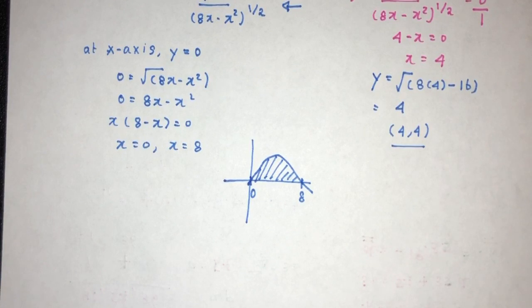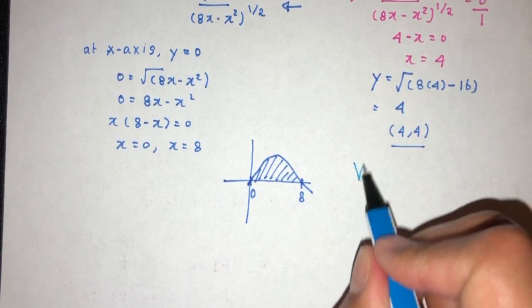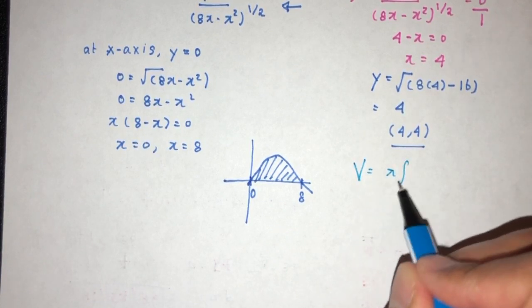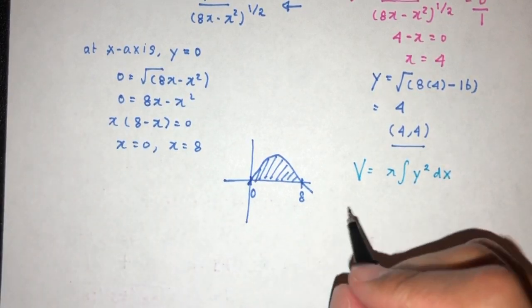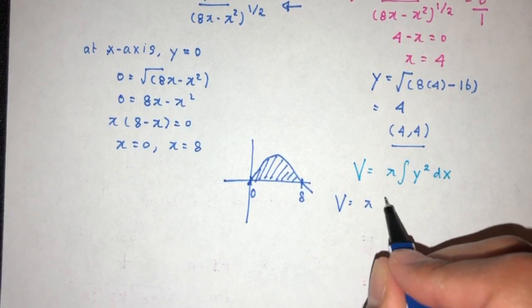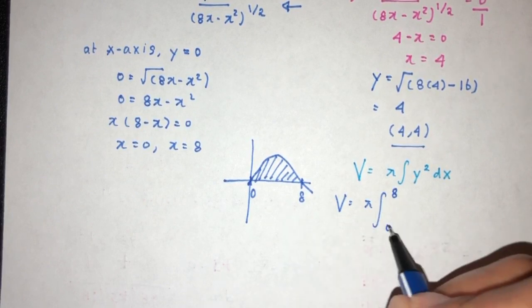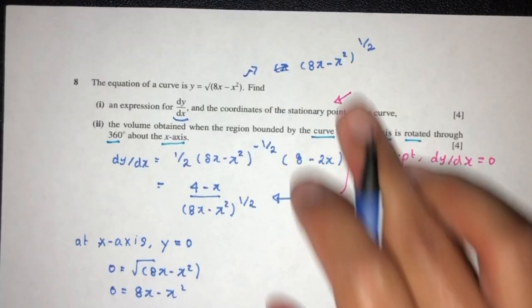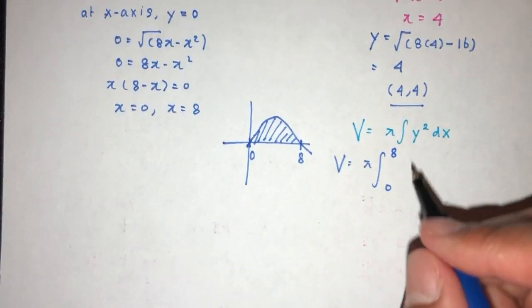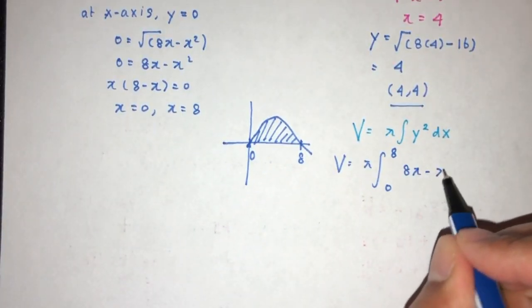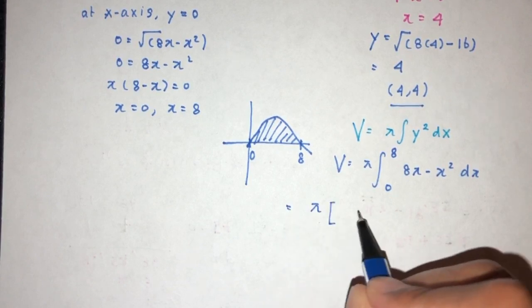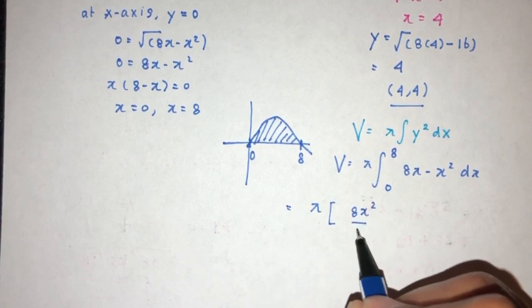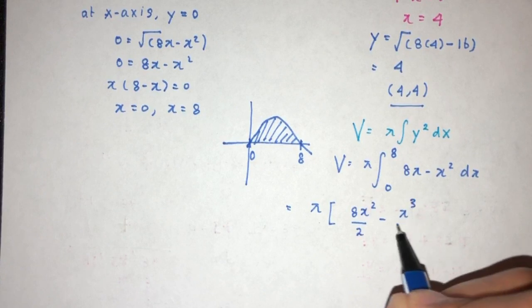Now rotation about the x-axis is given to you by the formula V equals pi integral of y squared with respect to dx. So pretty easy. Volume will be pi times the integration with limits 8 and 0. Y squared, y we know. Square this, it will cancel out the square root. That should be 8x minus x squared dx. And that should be pi times 8x squared divided by 2 minus x to the power 3 over 3.